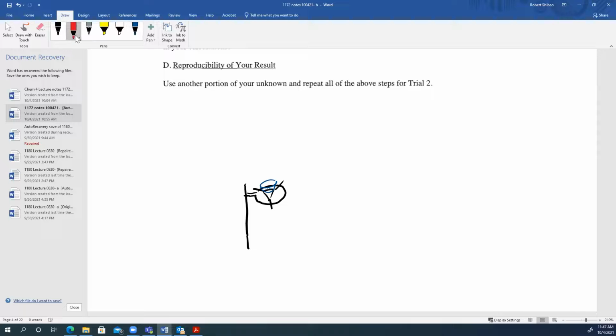And then you're going to heat this crucible. When you heat this crucible, what you want to do is hold the burner in your hand. That way you can control the heat. So hold the base of the burner in the palm of your hand. This is usually what people do.